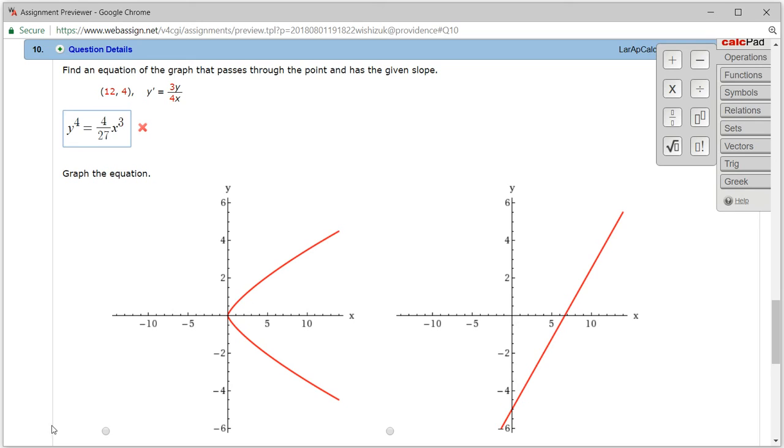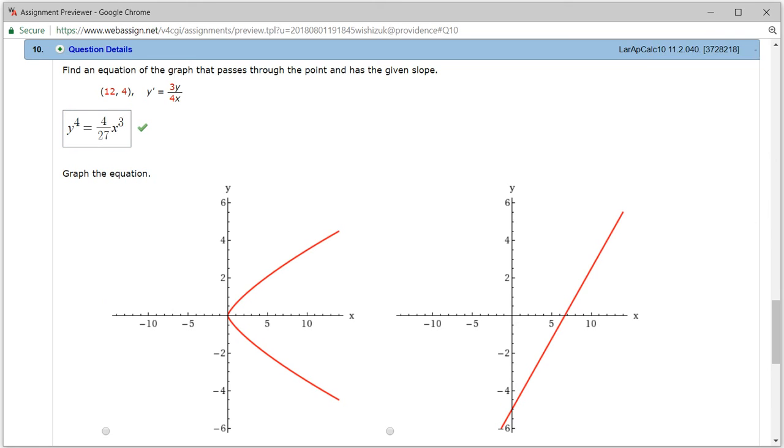Let's check the answer. All right, I came back and it looks like we got this one correctly. And let's find the correct graph.